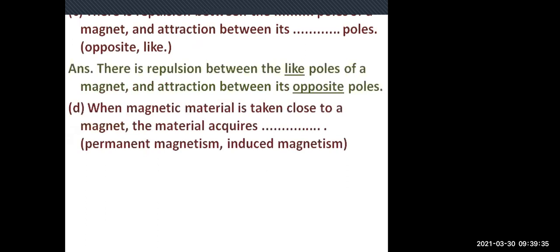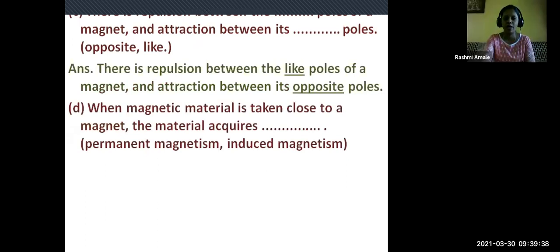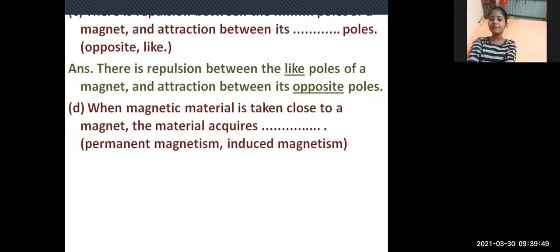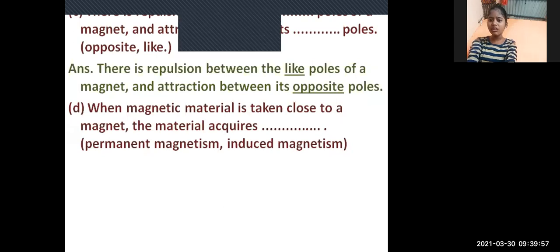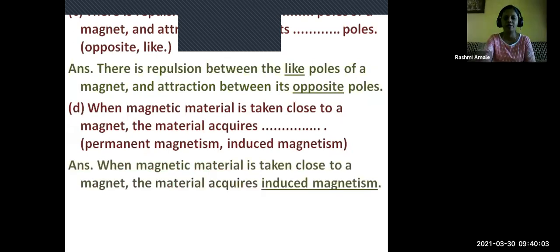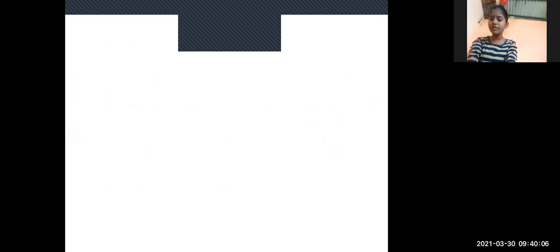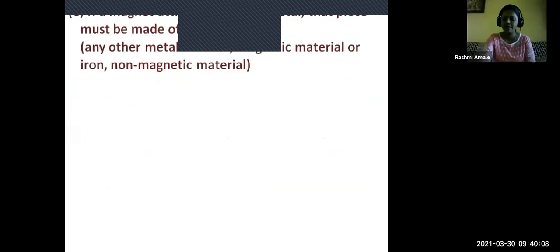Next question. When magnetic material is taken close to a magnet, the material acquires dash. Who will answer this? Come on. Induced magnetism. When a magnetic material is taken close to a magnet, the material acquires induced magnetism. Very good. Next one. If a magnet attracts a piece of metal, that piece must be made of dash. Options are there in the bracket.